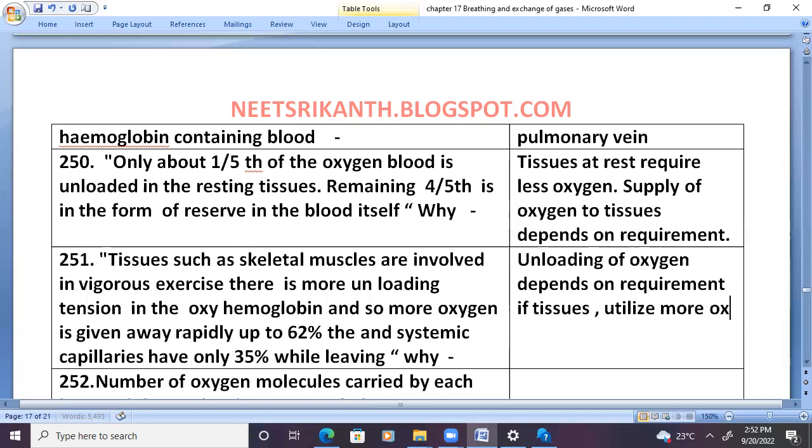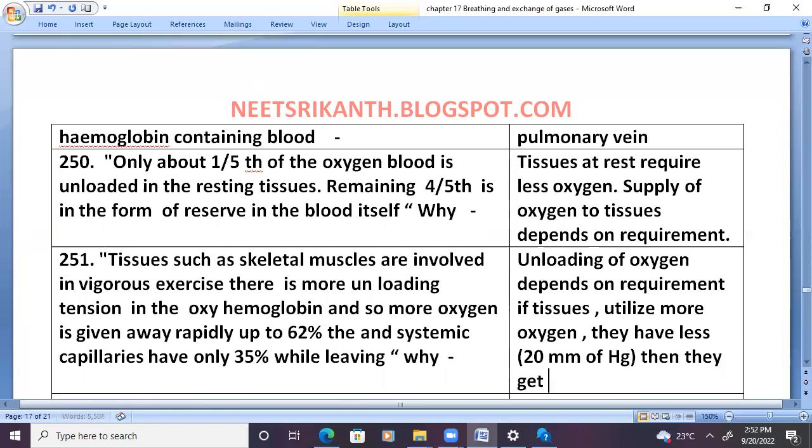If tissues utilize more oxygen and they have less oxygen, that means low oxygen partial pressure, as low as 20 mm of Hg, then when blood reaches them, they get more from the blood capillaries. Systemic capillaries we are talking about.